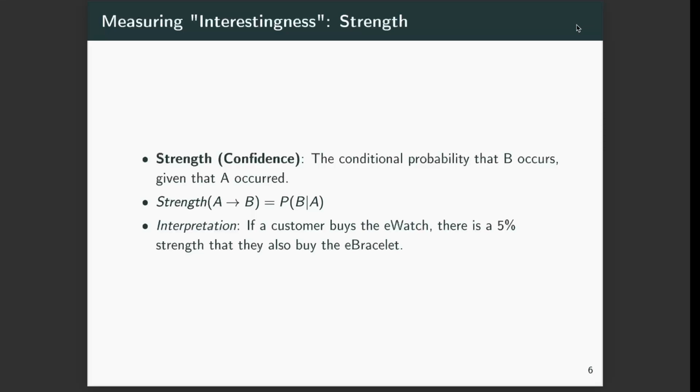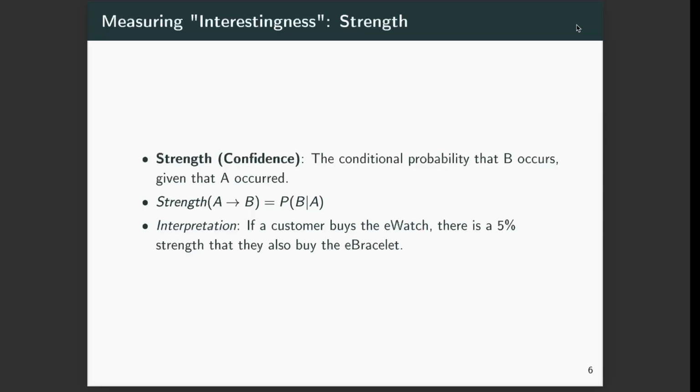Let me unpack why the word directional matters here. Unlike support, which is symmetric, the support of A and B is the same as the support of B and A. Strength is asymmetric. The strength of the rule A implies B is not the same as the strength of the rule B implies A. These two rules mean different things and should be evaluated separately.